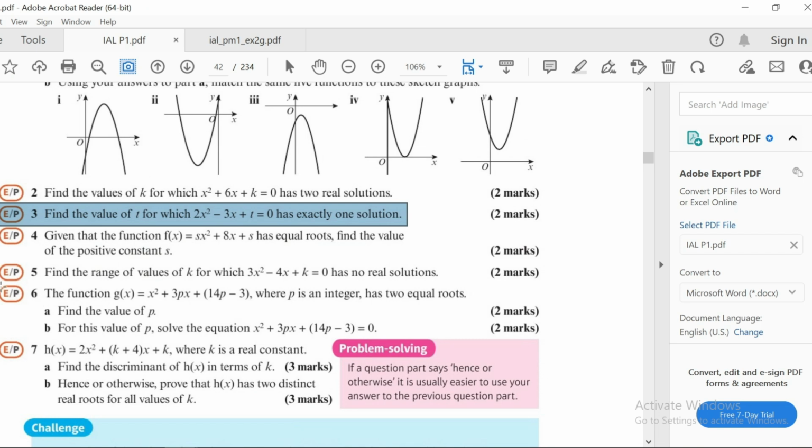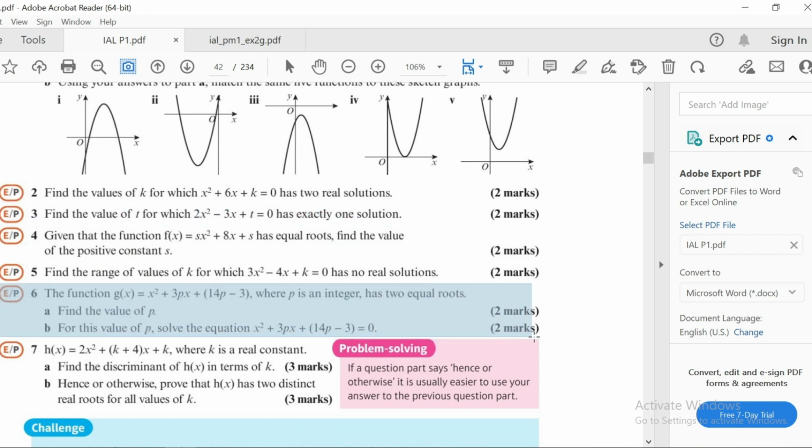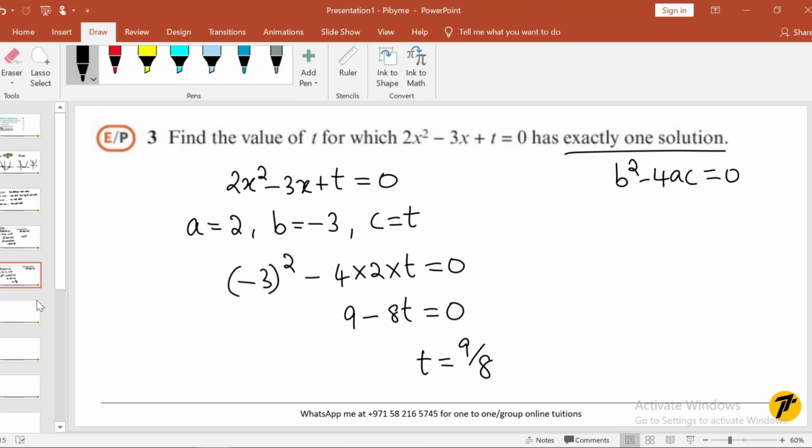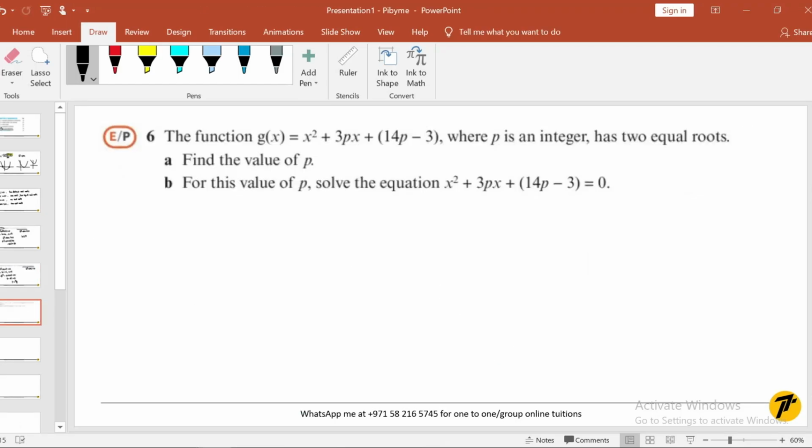Okay, look at this question now. Question number 6, the same exercise. The function x square plus 3px plus 14p minus 3, where p is an integer, has 2 equal roots. It's the same as saying one root. So the condition is b square minus 4ac is 0.